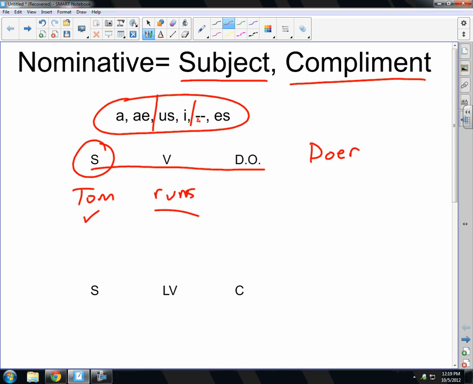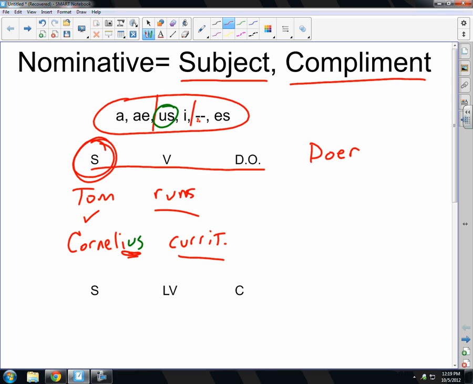And so if I see a Latin word that has a nominative ending, for example, Cornelius, we'll give him a Latin ending, US. That's that US right there. If I see a Latin word that has a nominative ending, that's where it's going to go in English. It's going to go where that subject belongs. And then, of course, if Cornelius is the one running, we would say currit. Cornelius, nominative, does the running, the main verb.